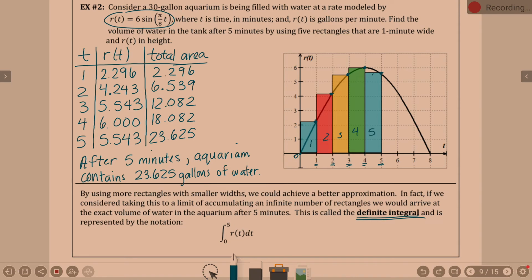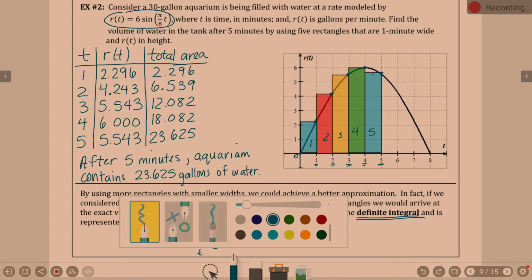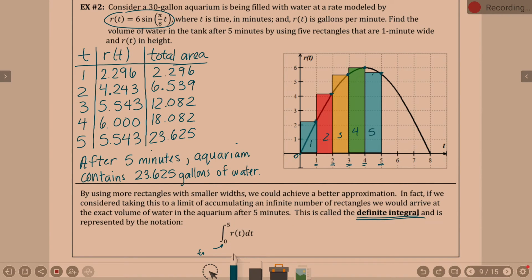What we want to talk about here is, first of all, the 0 and 5. 0 would be your initial time, what I would call t naught, whereas 5 would be your final time. So t of f is what I'll say there.